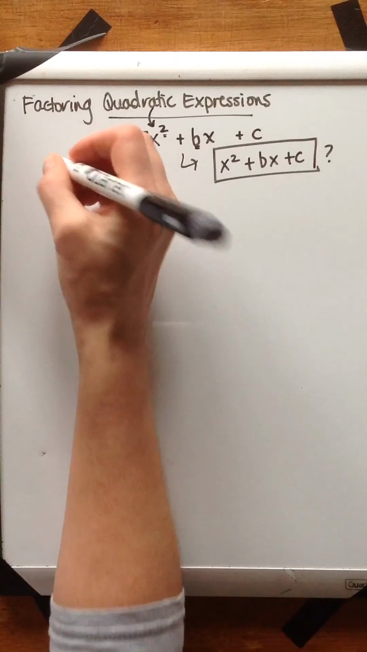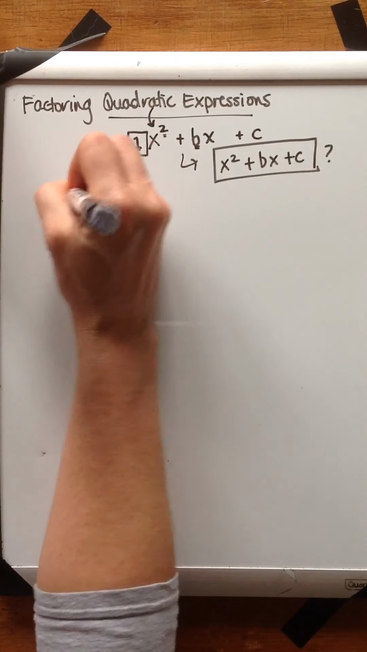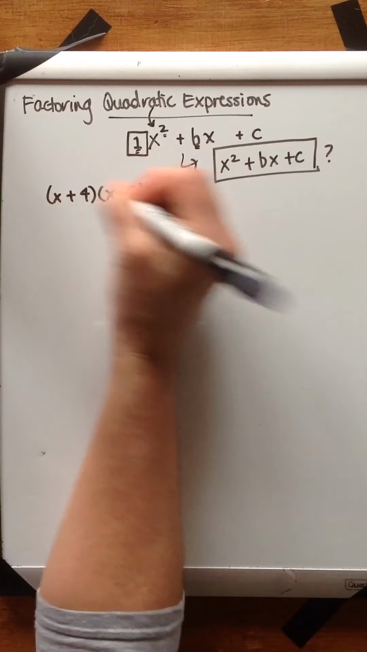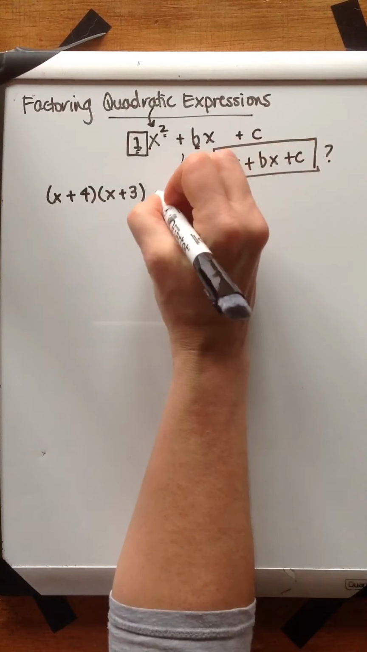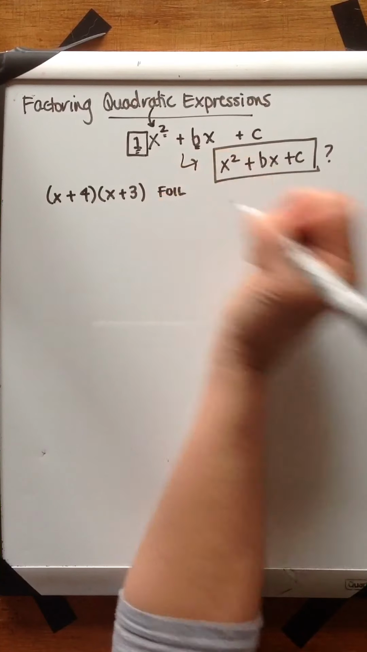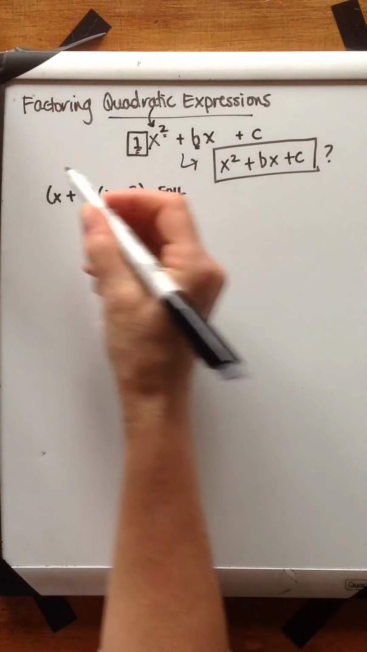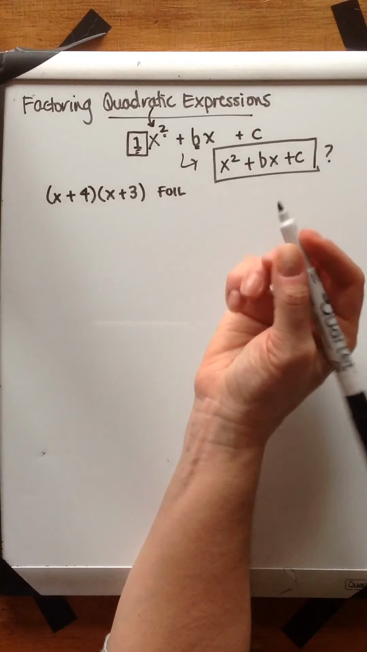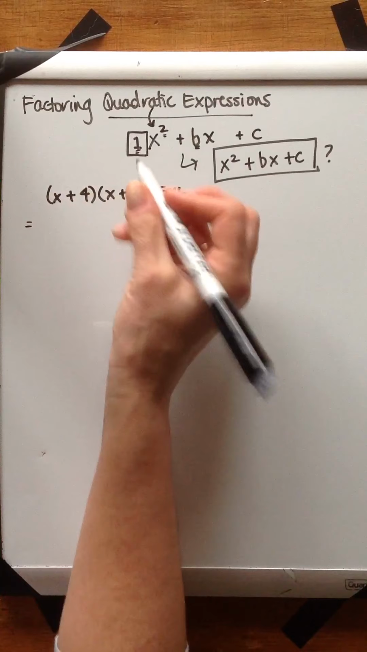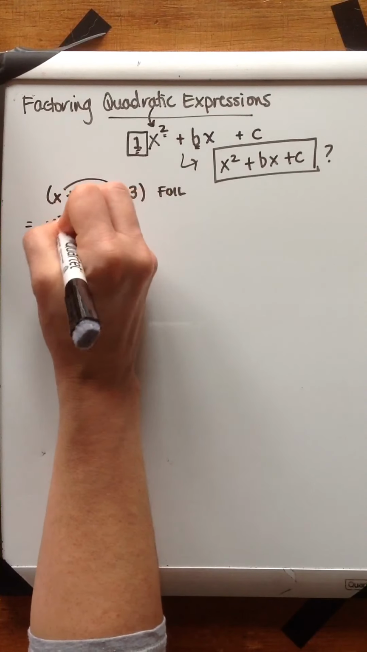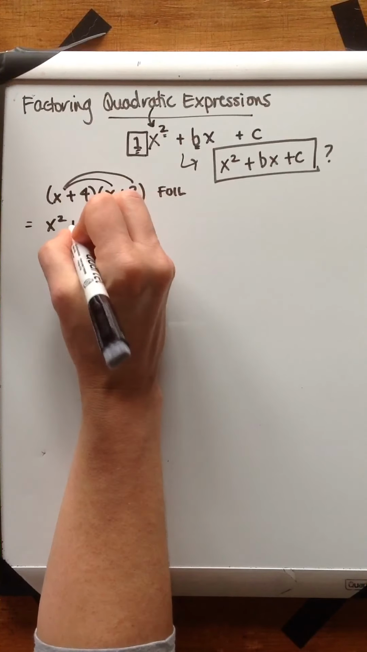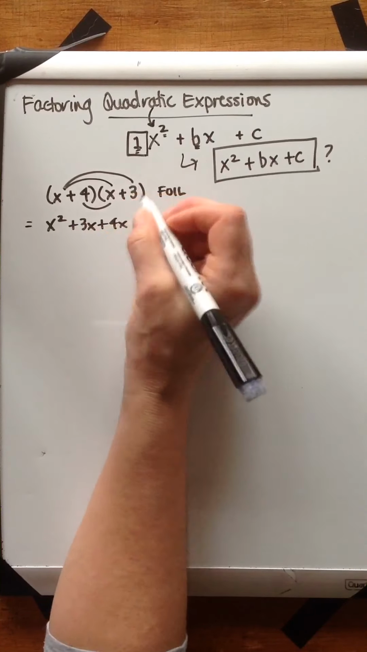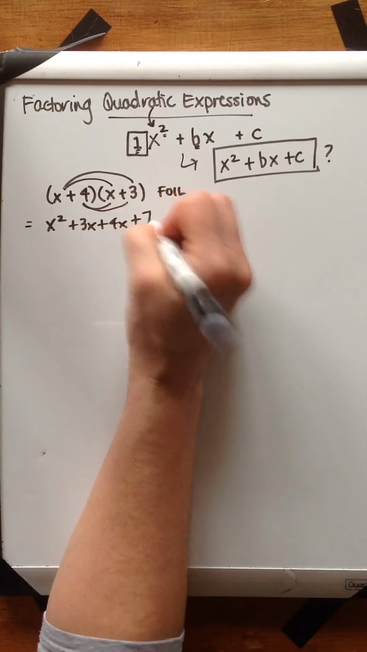A quick little example to illustrate that. If we have x plus 4 times x plus 3, we have two binomials being multiplied. We know from previous lessons that this means we're going to enact our FOIL process to expand them, to make sure that each term gets multiplied by the other terms in the other binomial. So if we do our firsts, we get x squared. If we do our outsides, we have 3x. If we do our insides, we have 4x. And if we do our lasts, we have 7.